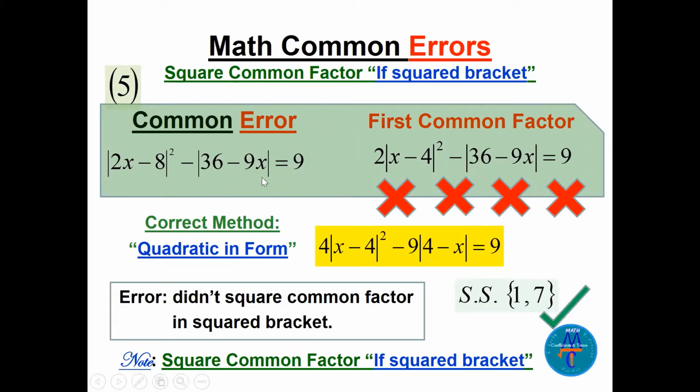Now look here at this nice question. This is also quadratic in form. We have the absolute value of 2x minus 8, all squared, and then we have the other thing here. Many students take 2 as a common factor and leave the 2 outside. This is the first common factor. Now the second one is 9, it's okay. There is no square here, so 9 we can take out, like here I took 9. But when I take 2 from the first term, the first common factor, it should be 2 squared, so that's 4. Just be careful, that's a big mistake. And then the solution set will be 1 and 7.